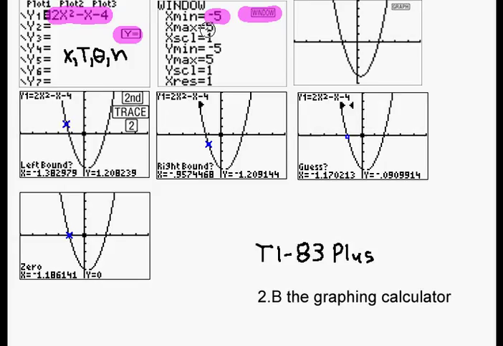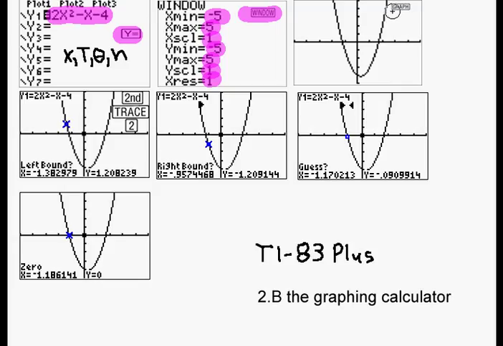X min of -5, X max of 5. And when you do -5, don't hit the minus like the subtraction 5. Hit the little negative sign at the bottom of your TI-83 calculator. And then the X scale is 1, Y minimum -5, Y max 5, Y scale 1, X resolution 1.